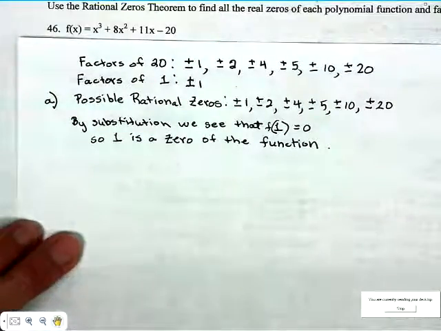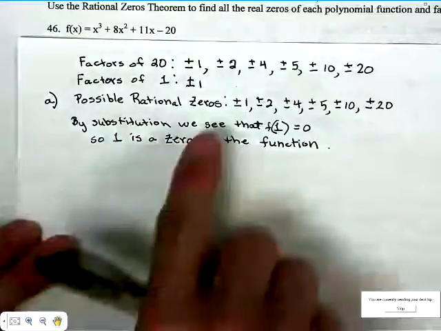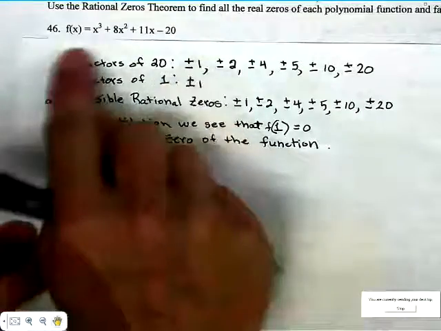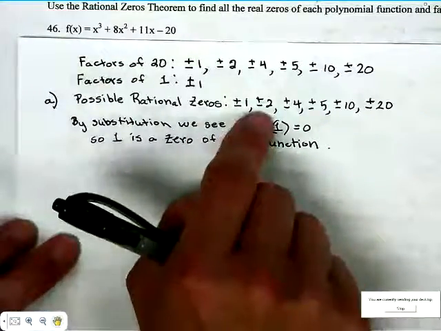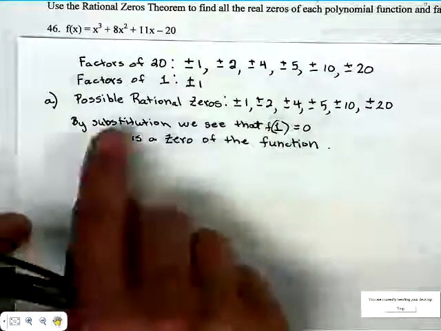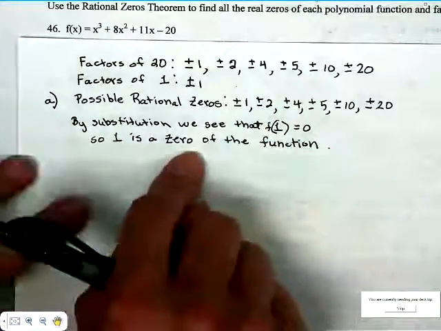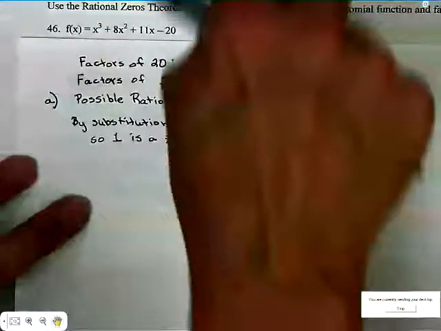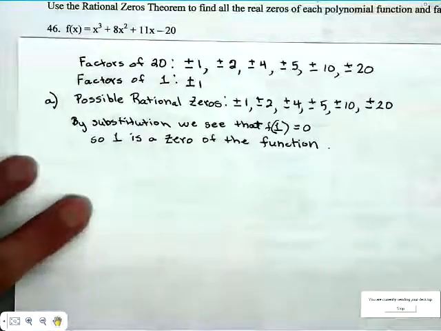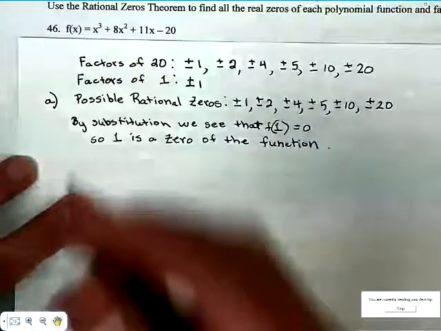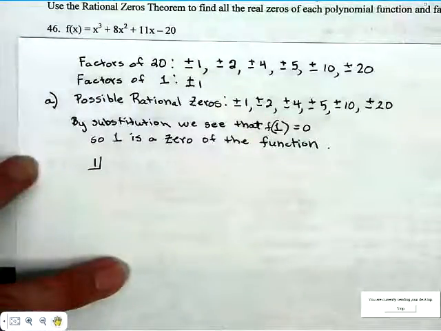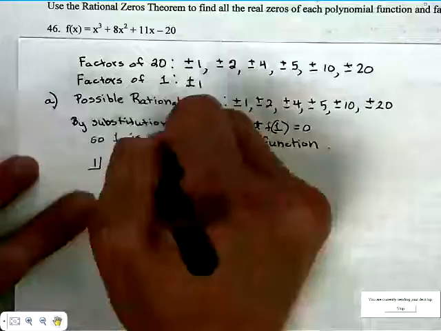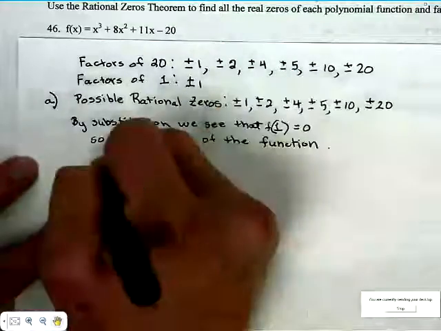Now, before we go on, let me just say one more time, if positive 1 had not made that 0, then I would have tried negative 1. If that didn't work, then I'd try 2. If that didn't work, I'd try negative 2. But once I find the first 0, it's just like example 9 and 10. I have the first one. I can use it to find the others. I can do synthetic division with 1 in the box and the coefficients 1, 8, 11, and negative 20 out beside it.